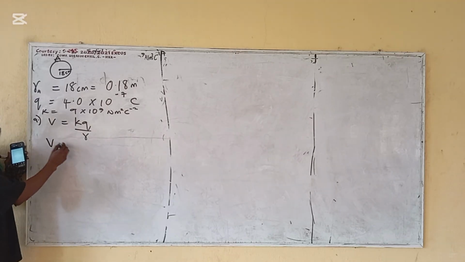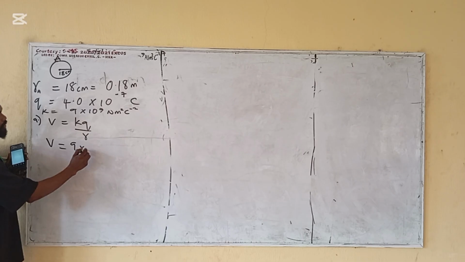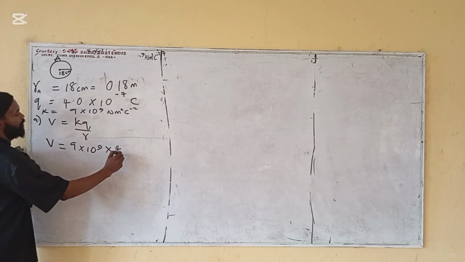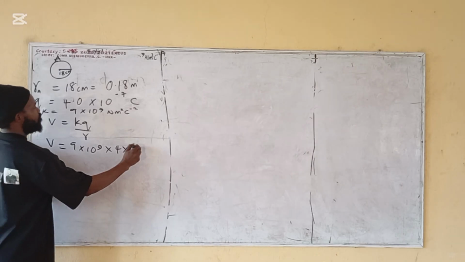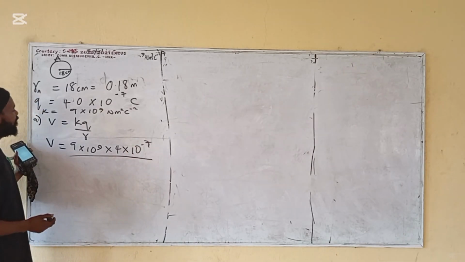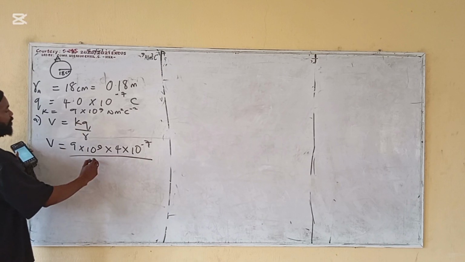So V will simply be equal to 9 times 10 raised to power 9 multiplied by 4.0 times 10 raised to power minus 7, all over R, which is 0.18.